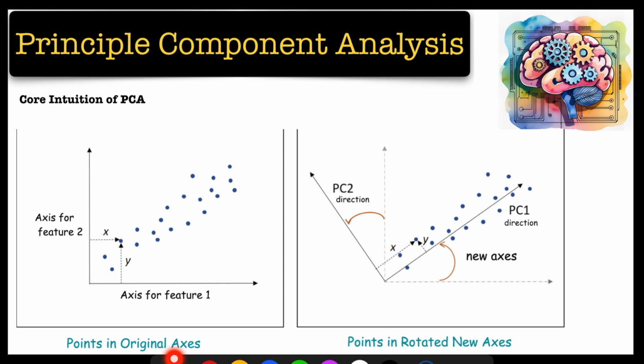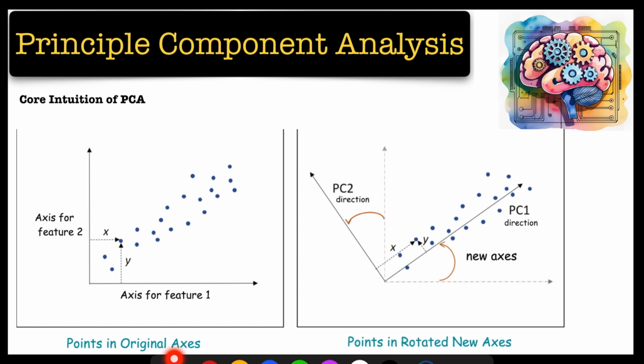So how do we find the coordinates of any data point? Let's say this point. We'll project the point onto this axis. Then we'll get this length, the x length. And if we project the data point onto this axis, you will get this y length.